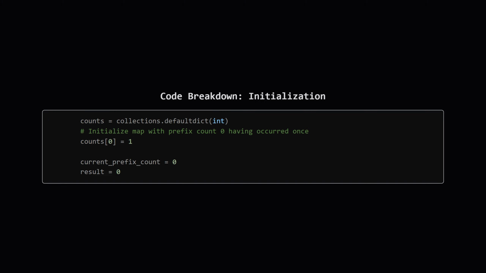Pretty neat, huh? So first up, we set up our tools. We create a defaultdict(int). This is like a regular dictionary, but if we try to access a key that isn't there, it automatically creates it with a default value of 0. Super useful for counting. We then immediately set counts[0] to 1. This is super important. It represents the state before we've processed any elements, where the prefix count is 0. This allows us to correctly count subarrays that start right at the beginning of the nums list. We also initialize our running current_prefix_count and the final result to 0.